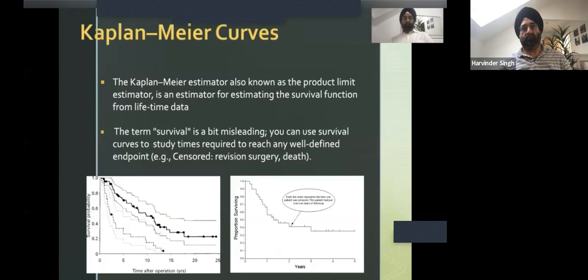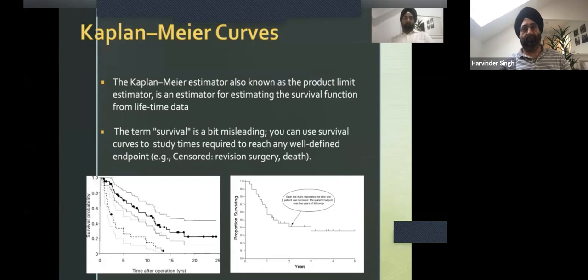And finally, if the patients or the subjects enter into the study at the time they decide, or come out of the study at the time they want, like in joint replacements, you can look at them through Kaplan-Meier curves. This is also known as a product limit estimator, which gives an estimate of the survival of that joint replacement using the life and time data.